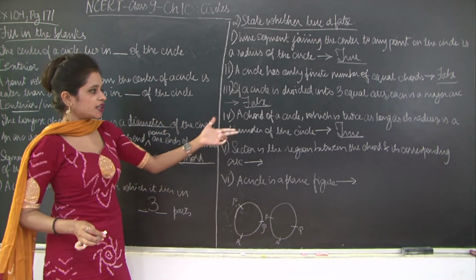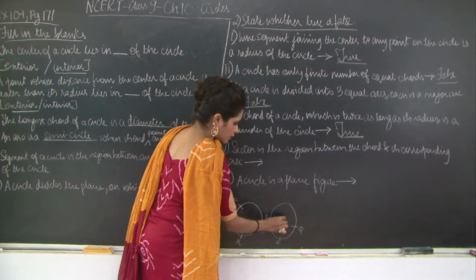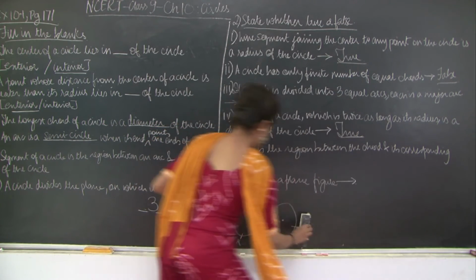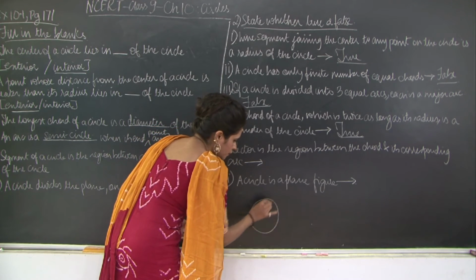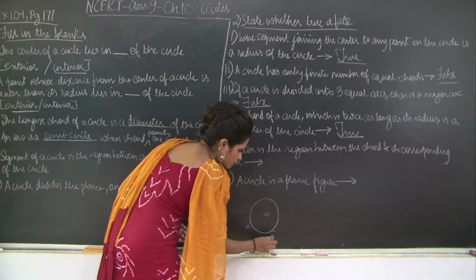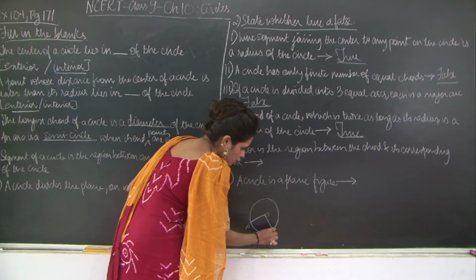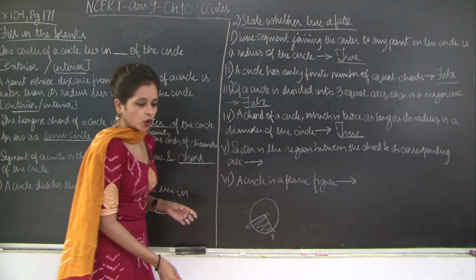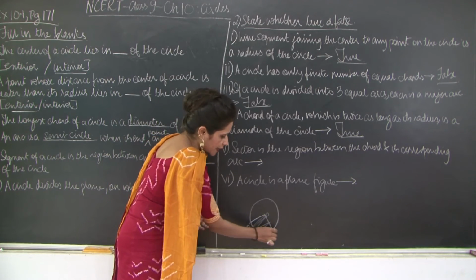Sector is the region between the chord and its corresponding arc. This statement, what do you think? Is it true or false? Let's check. So let me erase this section. If I have a circle with center O and an arc, let's say PQ, and if I take the radius from O to P and O to Q, then this is my sector, right? So the sector is what? It's the region between the arc and 2 radii of the circle joining the endpoints of the arc.